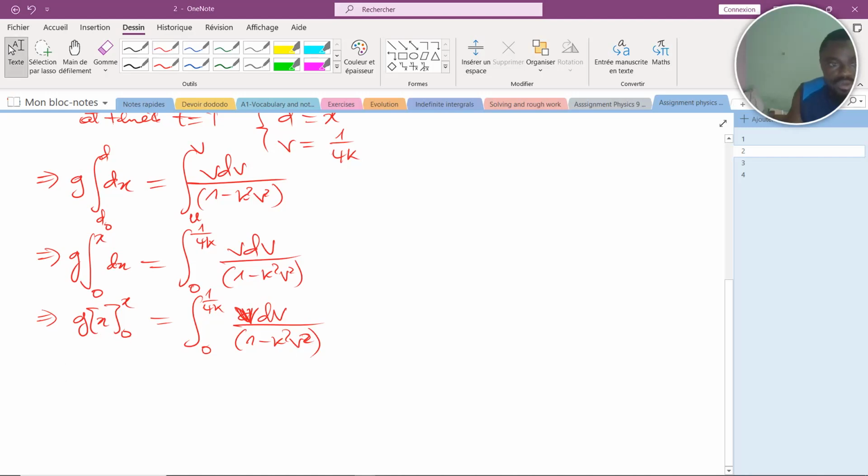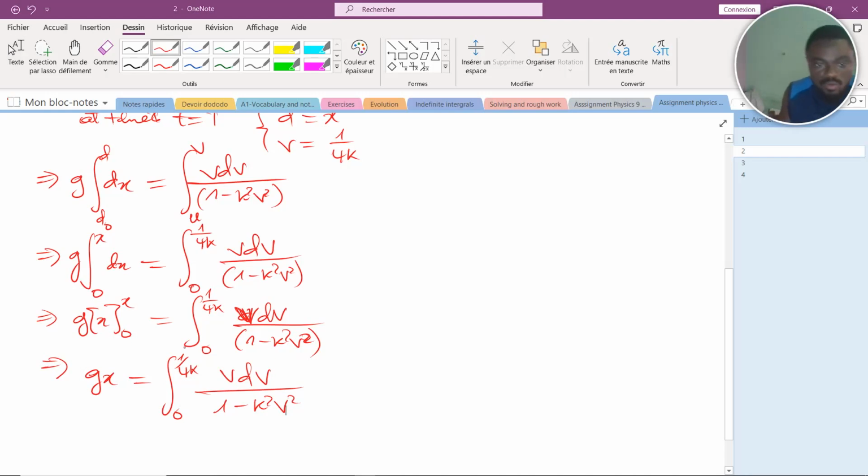minus this 0. So we are going to have what? This implies gx will be equals to the integral from 0 to 1 on 4k v dv on 1 minus k square v square. So we simply need to find this integral and substitute the boundaries. From there, we're going to have the answer. Is that okay? Now, we know that before finding a definite integral, we have to find the primitive.